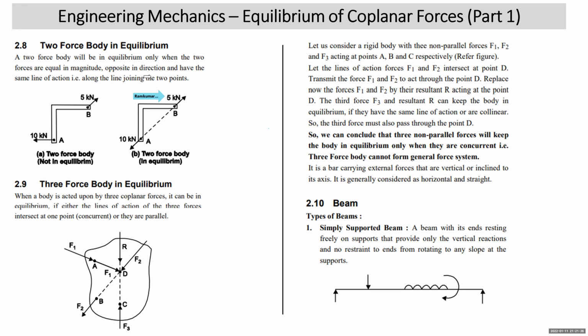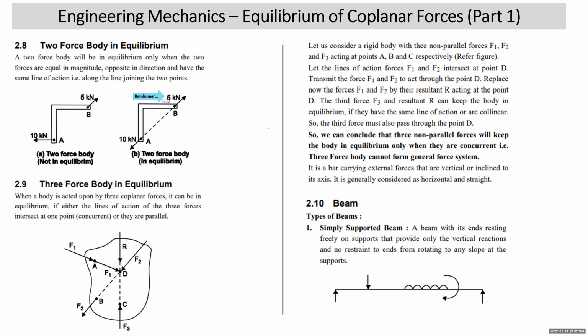So two forces, as the definition says, have to be equal in magnitude, opposite in direction, acting along the same line of action. So this is just by mistake. It has been put as 5 kilonewton. You just have to understand it has to be 10 kilonewton. So then this two force body will be in equilibrium. 10 kilonewton at A and 10 kilonewton at B will be keeping the body in equilibrium. The two forces will be equal in magnitude, opposite direction, acting along the same line of action.